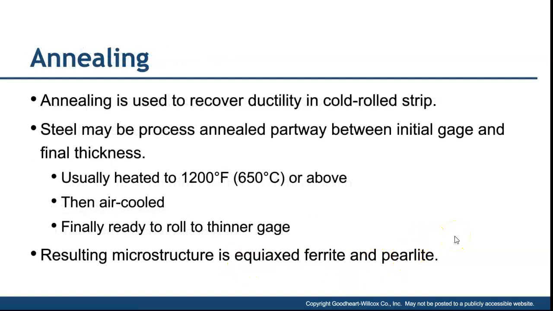There is an annealing process that takes place at this time as well. We can either anneal this individually as it's uncoiled, or in the coil altogether. Annealing is done at a much lower temperature, 1200 degrees Fahrenheit or above, and then of course it's air cooled from that point.